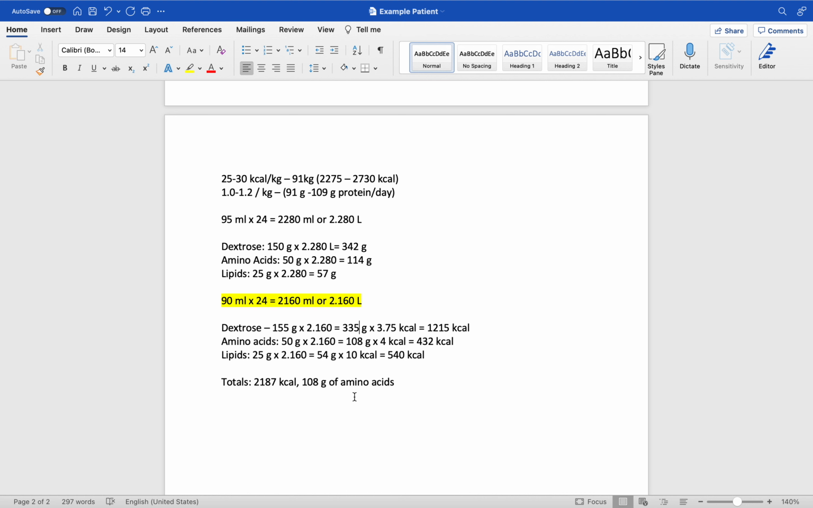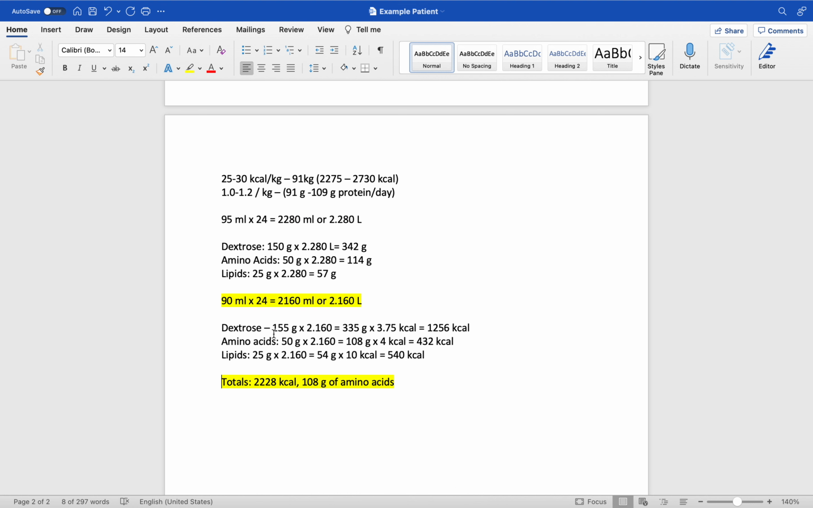So 335 grams from dextrose times 3.75 is now going to get us 1256 kcal. So it might not be that big a difference to change, but let's try it. So 1256 plus 432 plus 540 is now giving me 2,228 kcal and 108 grams of protein, which again is perfectly within my needs. I'm at least above 2,200, which is what I wanted to do. So that makes me good.